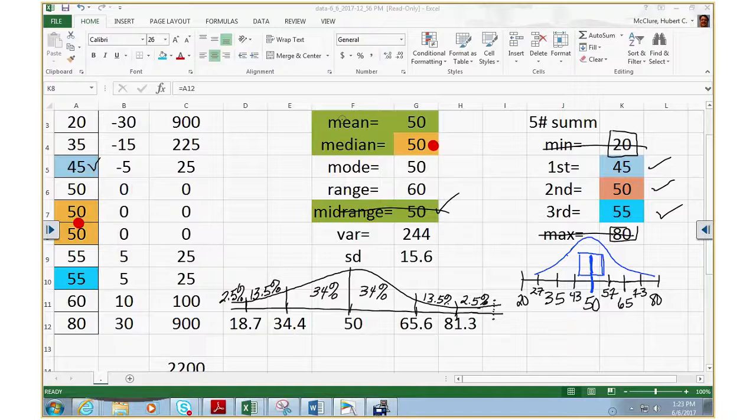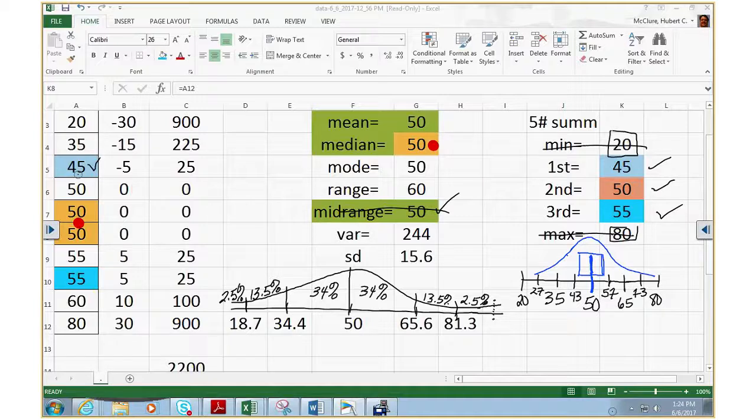Divide 10 by 4. Okay. Round 2.5 up. 1, 2, 3. That's your 25th percentile. And it's still not 20. Just on the list of numbers.